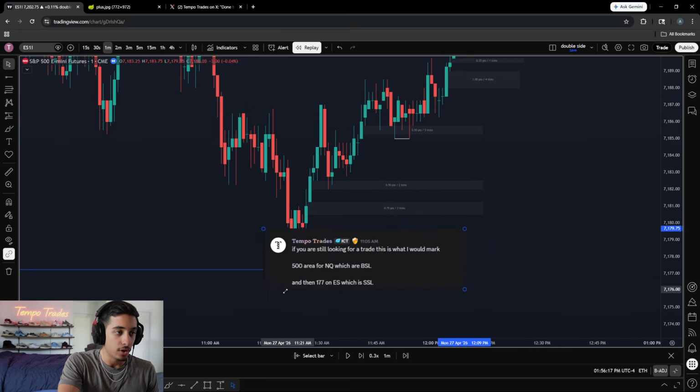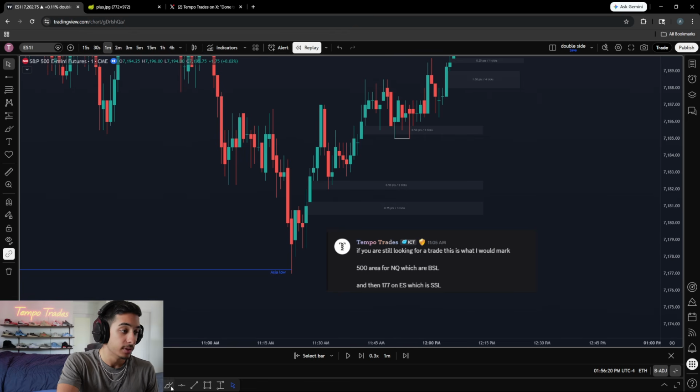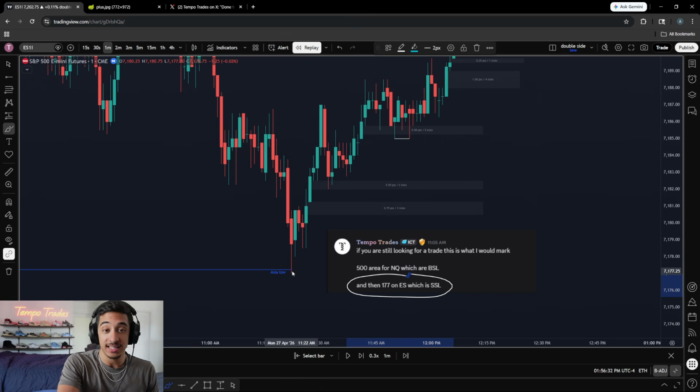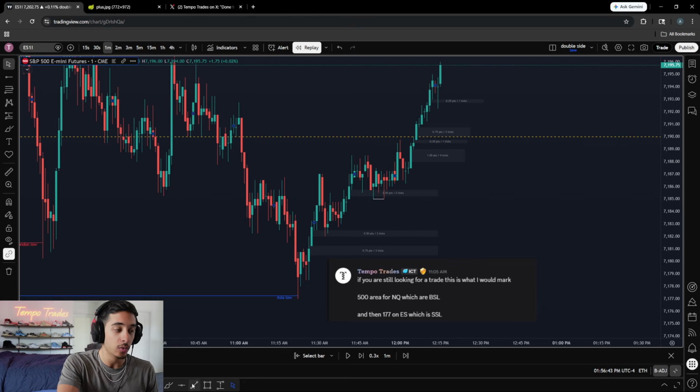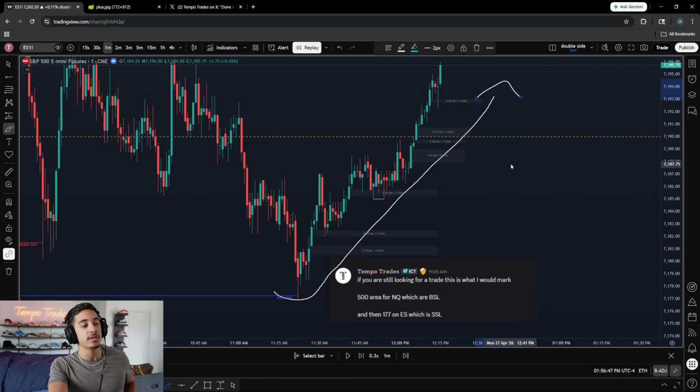and I wrote out another message to my premium group. I said, if you're still looking for a trade, these are the levels I would mark. 500 on NQ and then 177 on ES, okay? Look at this level, 177. What is that level? That's Asia low. That's why I had that level marked there. What ends up happening? Price comes down 20 minutes later from when I sent this message, sweeps Asia low, and reverses right off the level all the way to the upside.